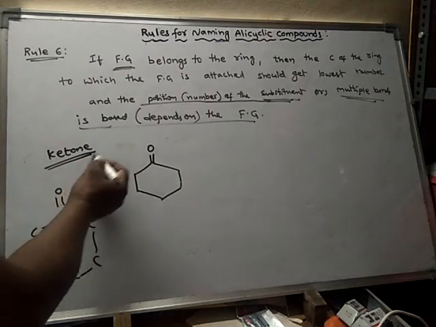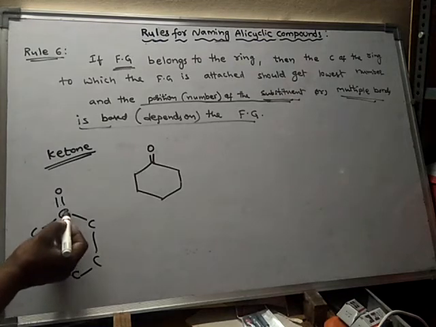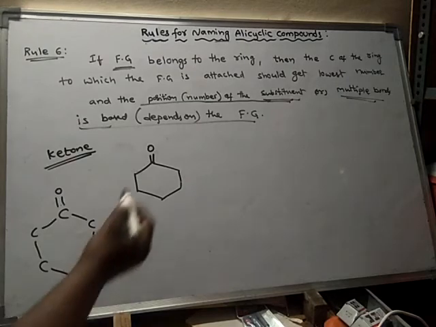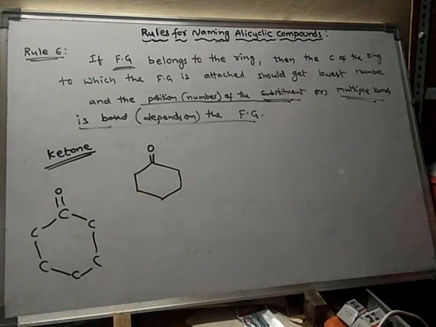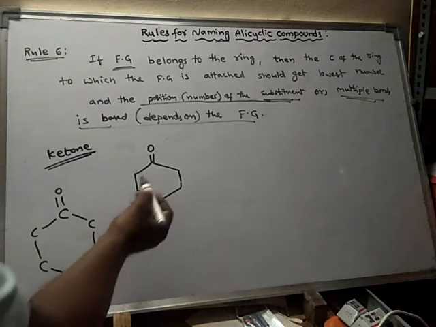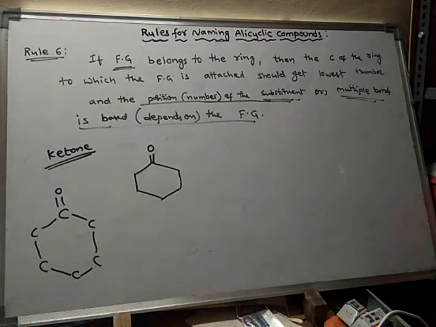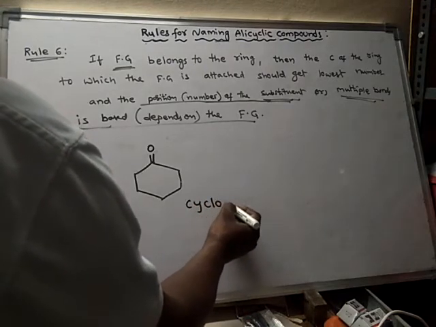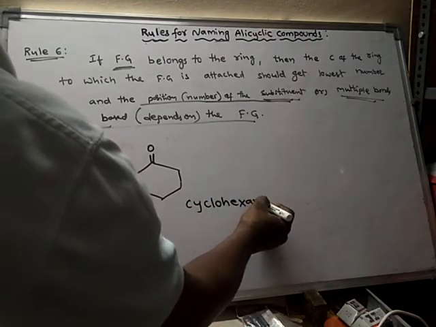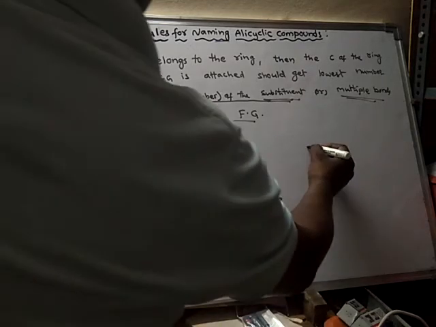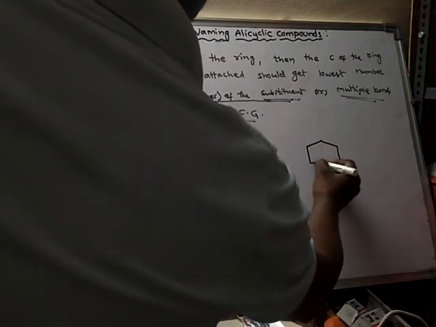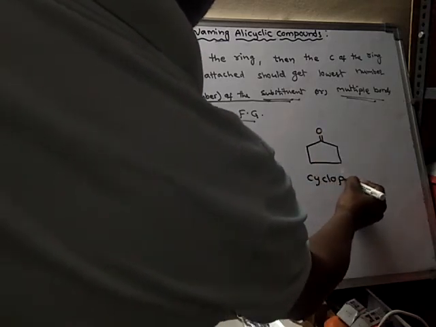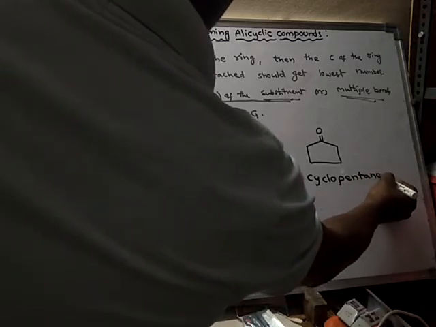So it is ketone. This carbon has become part of the ring. So no need of writing carb again, because that is included in the part of the ring. Hence the name will be written like this: cyclohexanone. Cyclohexanone. What is the name of this compound then? This is cyclopentanone.